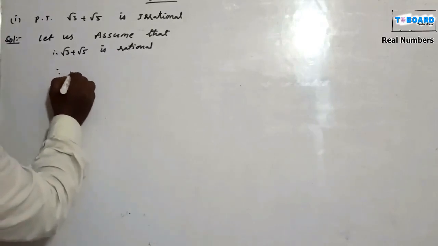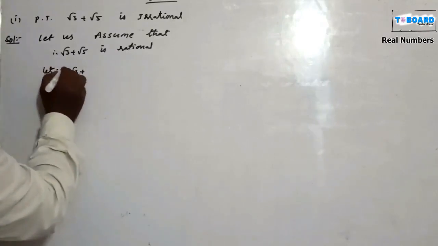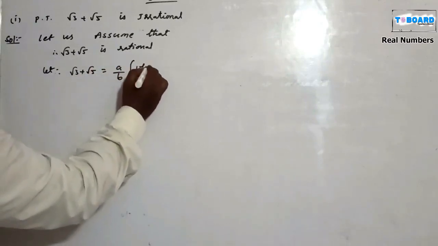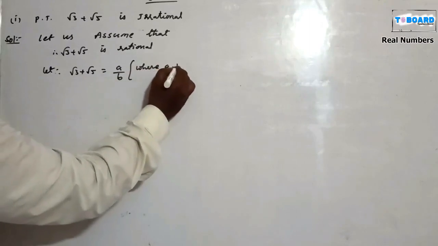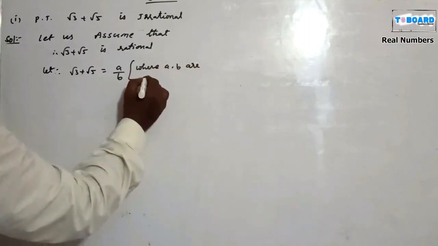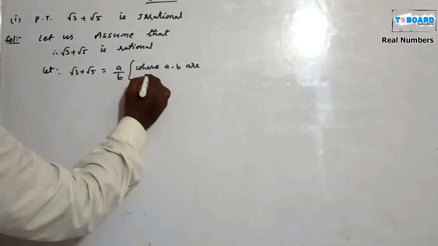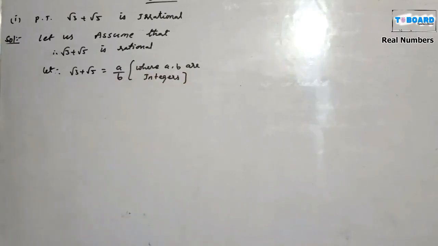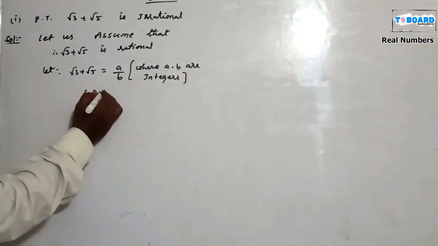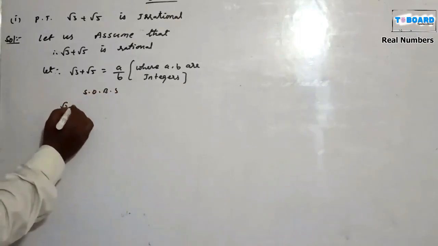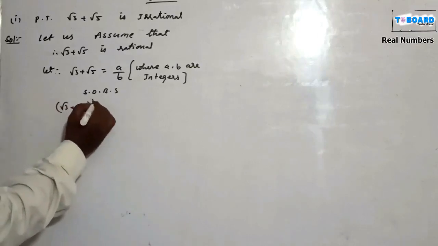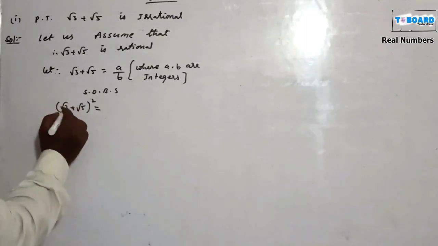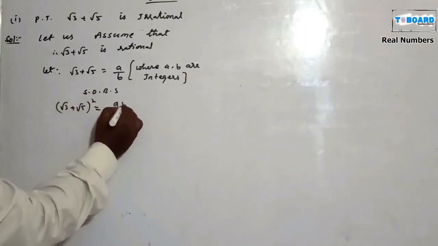What is the rational form? Let root 3 plus root 5 equals a by b, where a, b are integers. What are integers? Positive values, 0 and negative values. Now squaring on both sides. Root 3 plus root 5 whole square. There are 2-3 methods, I will explain one method. Root 3 plus root 5 whole square equals a by b whole square.